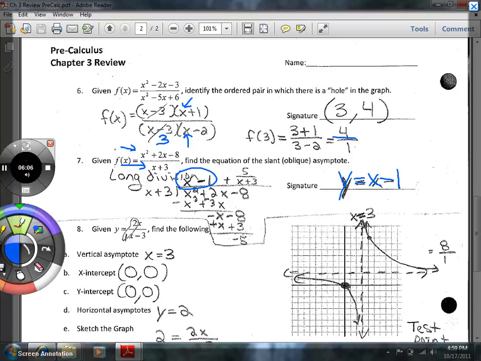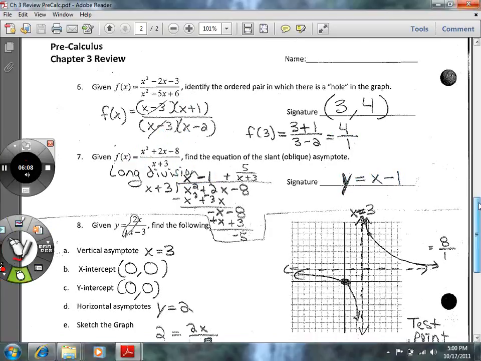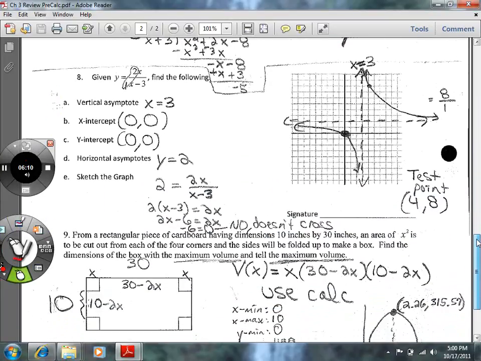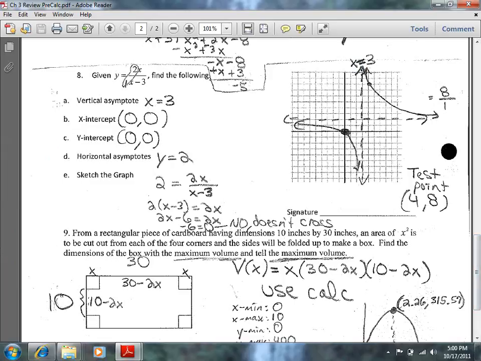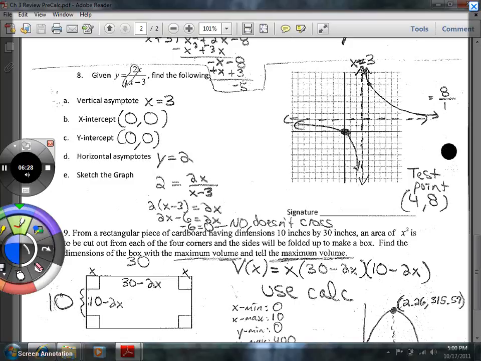All right, number 8. The first thing you want to do when you're graphing a rational function is look for the vertical asymptote. So you look at the bottom and you notice that 3 is a bad thing. So if you plugged in a 3, you'd be in trouble. So the vertical asymptote is x equals 3. That's what we have here. So that's why we got the x equals 3 here.